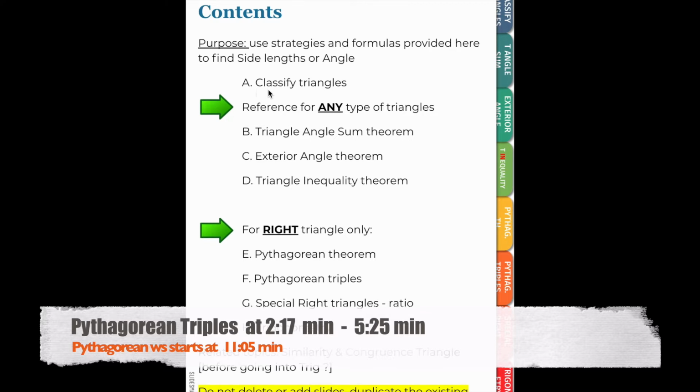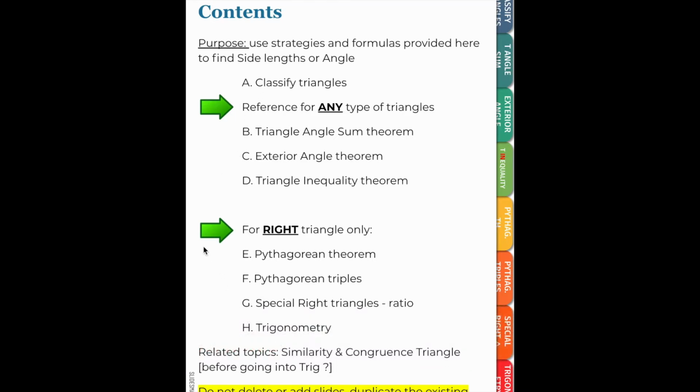We start off with classifying the triangle, and remember this part, there are different triangles in here, including right triangle. In the second part, the later part, we're going to focus on the right triangles, and we start off with the Pythagorean theorem, the Pythagorean triples, special right triangles, and finally we are going to finish with trigonometry.